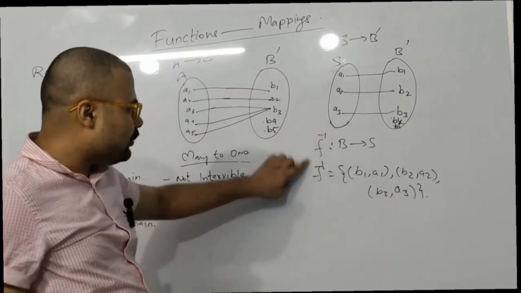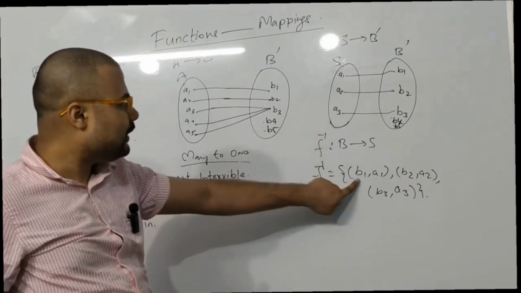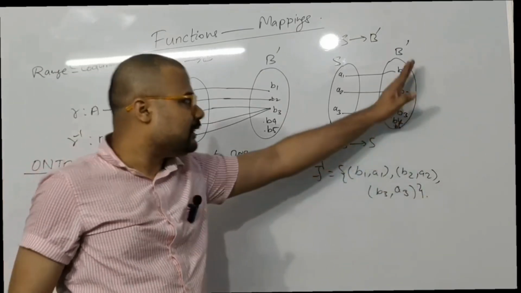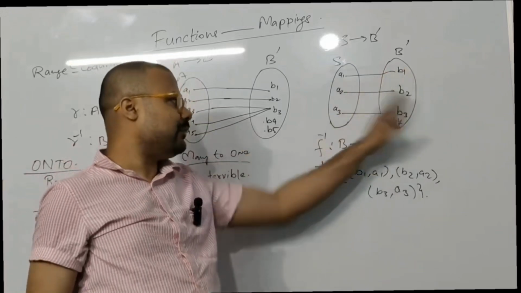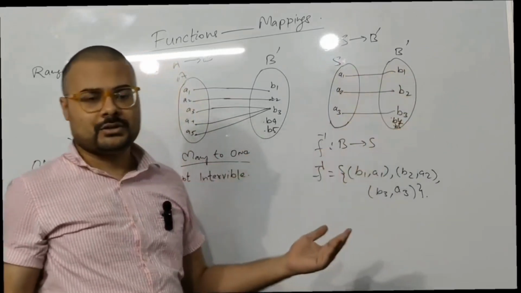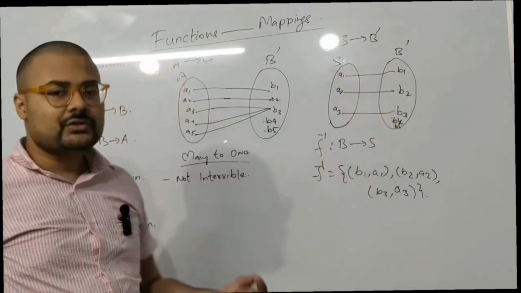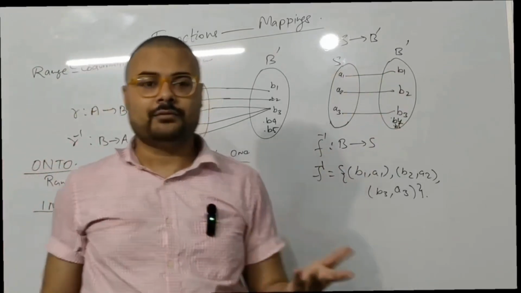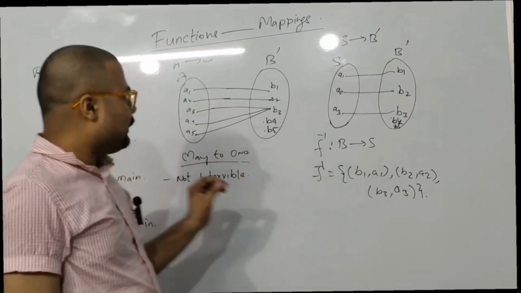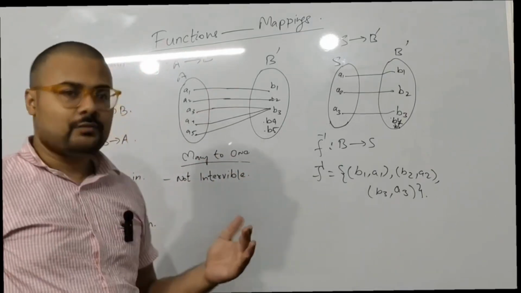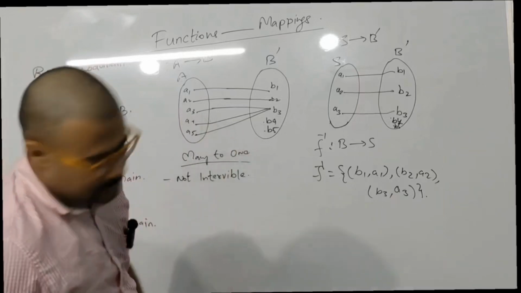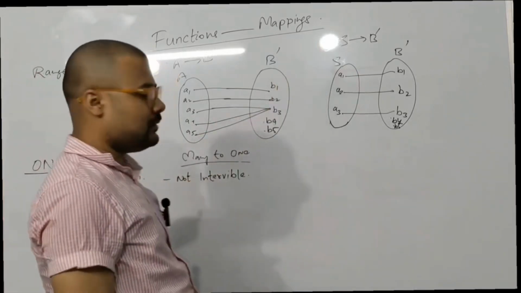Why? Because when you try to find f inverse, you will get B1 to A1, B2 to A2, B3 to A3. The images that you are getting, this is a one-to-one map, no doubt. But for B4 and B5, there is no image. But the definition of a function requires every element to be uniquely mapped. So only functions which are one-to-one and onto are invertible. This function is not invertible.